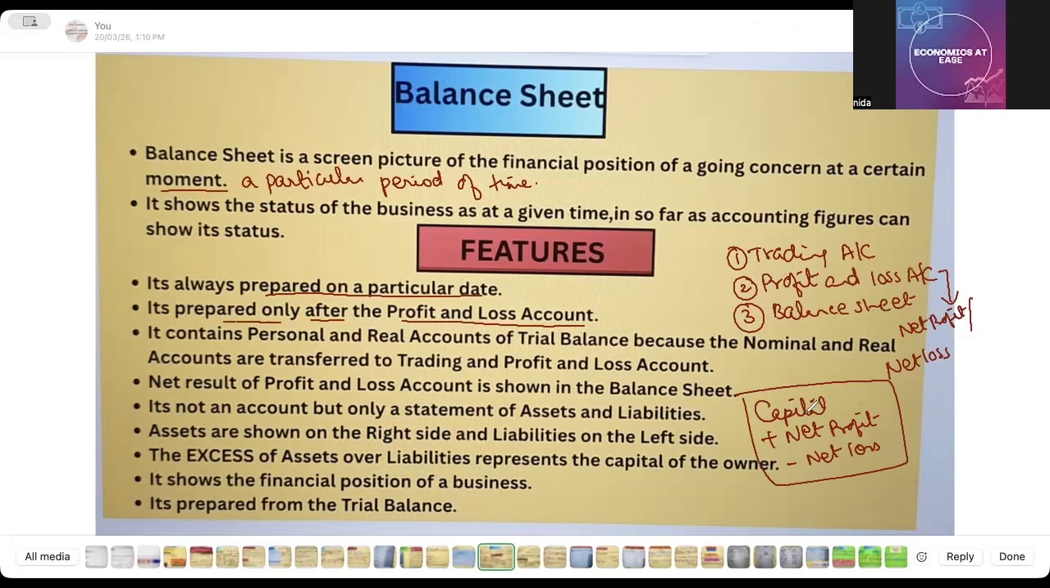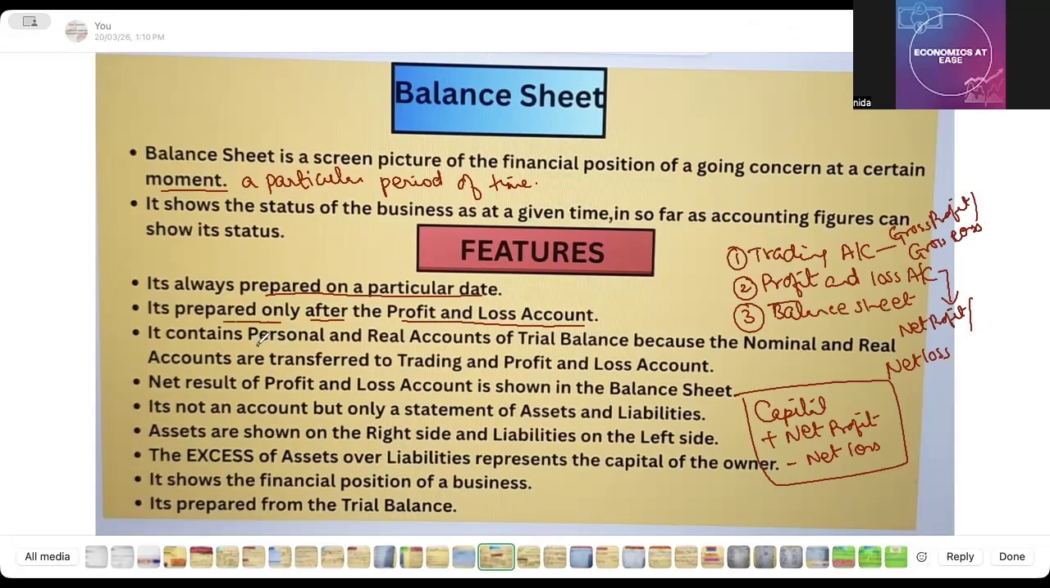Other things are also there. For the capital, we also have to deduct the drawings, but the main thing is this. In the trading account, you get gross profit or gross loss. Then it is transferred to the profit and loss account. So these are the steps you have to follow.